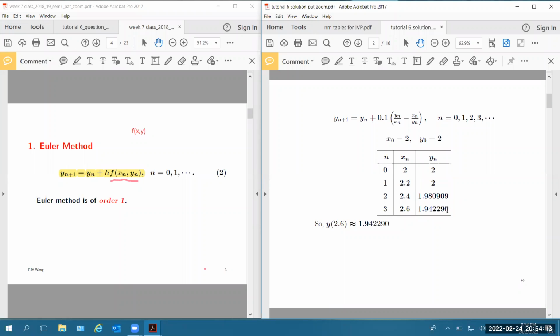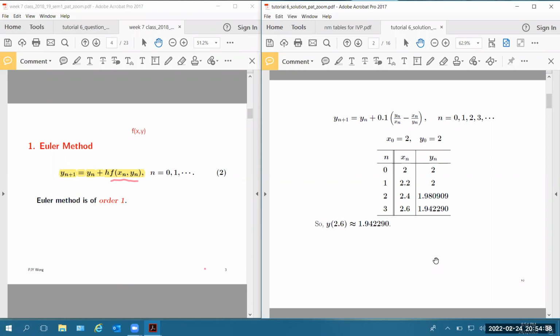So this is actually your answers. All right. And the question is asking for y at 2.6, right? So this is x is 2.6, and this is the corresponding y. This is the numerical solution. So y at 2.6 is actually this value, right? Any questions about this, class?